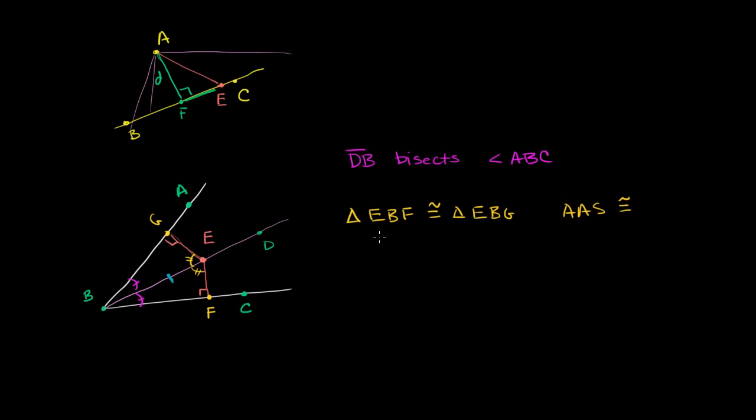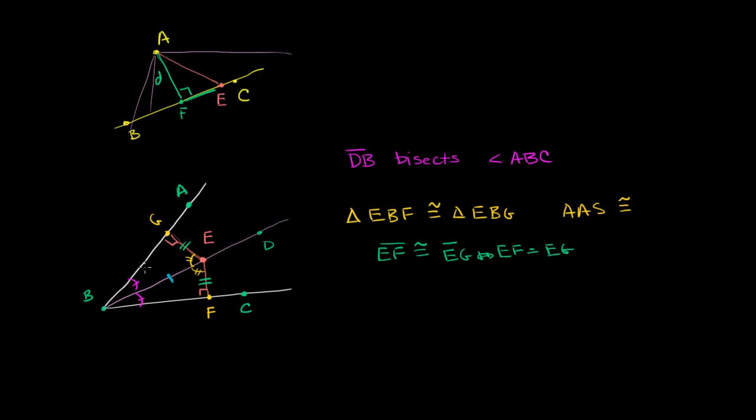So segment EF is going to be congruent to segment EG, which is the same thing as the length of EF is equal to the length of EG. These are really equivalent statements. The lengths of those two segments are the distances between the point and those two respective sides. So we've just proven the first case: if a point lies on an angle bisector, it is equidistant from the two sides of the angle.